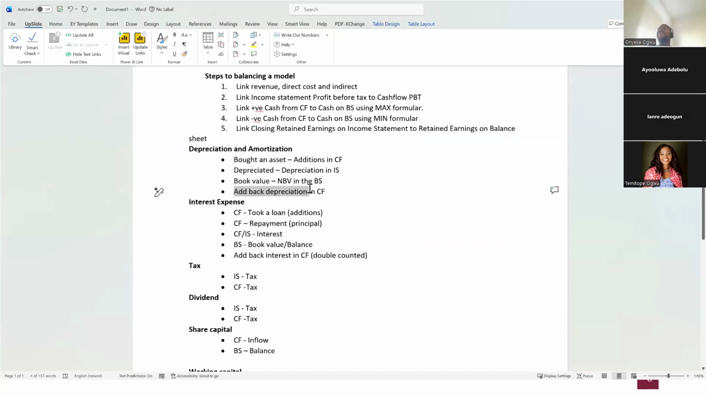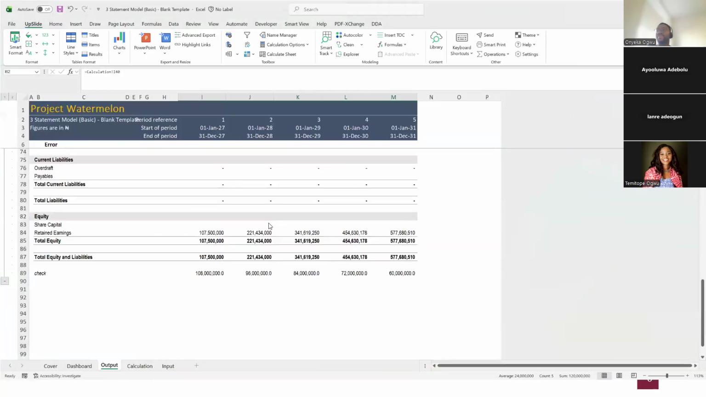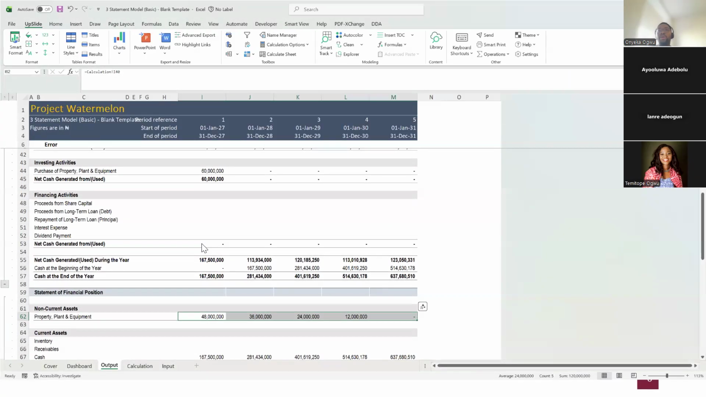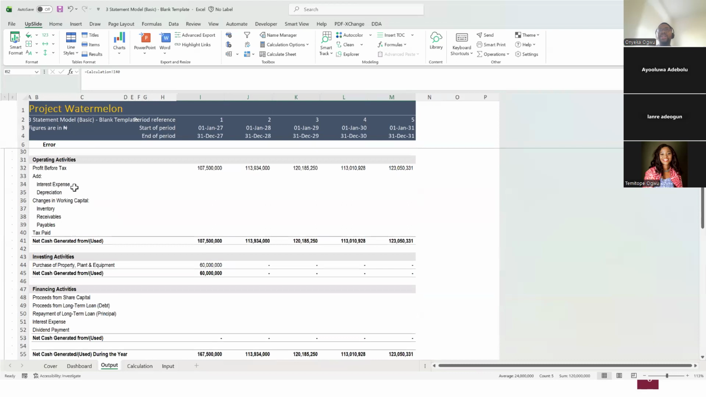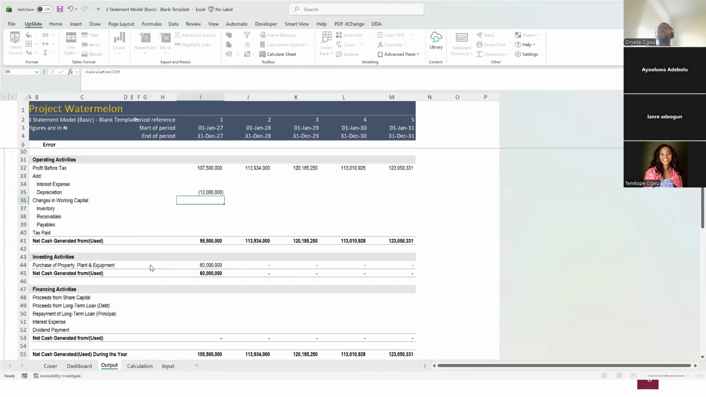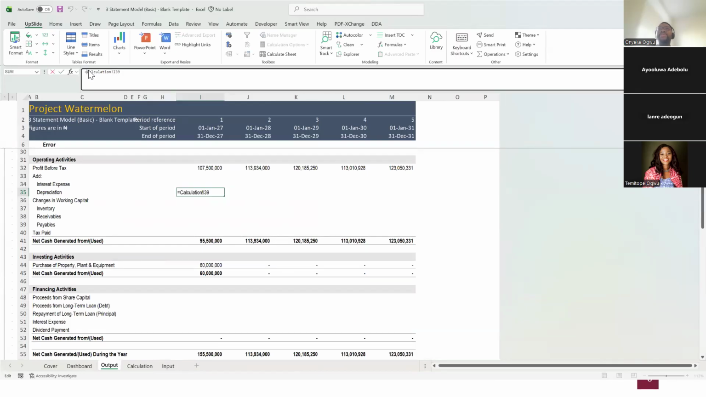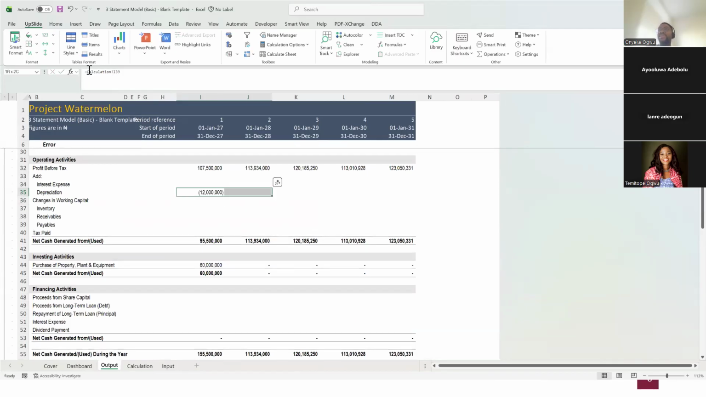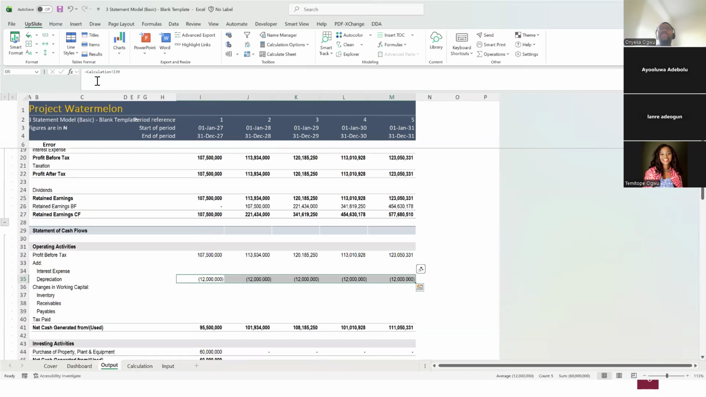The next step is to add back depreciation in your cash flow. So we now come to cash flow, depreciation here. We add back depreciation. Our depreciation here is 12, but because we're adding it back, we remove the negative and add it back.